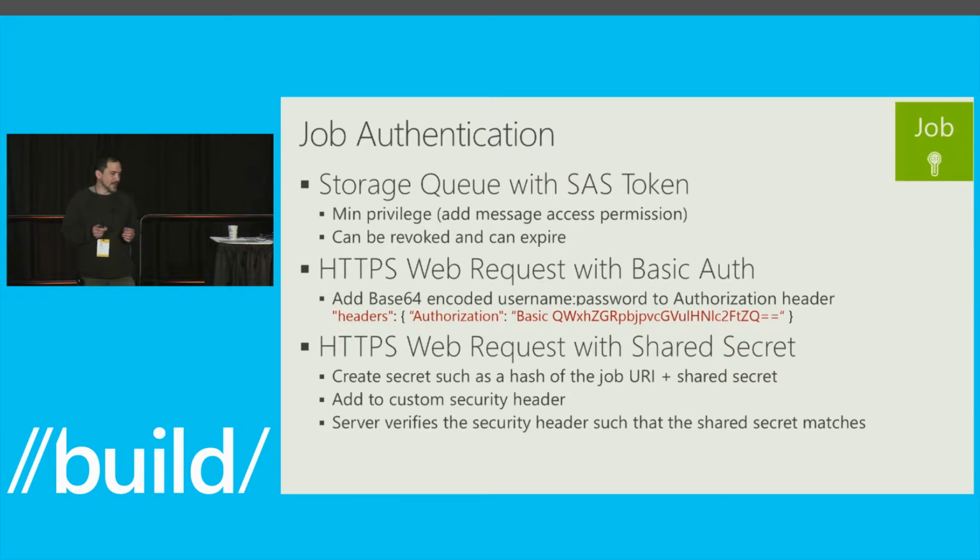Another model that some of our partners have used with web requests is to use a shared secret. So you can create a secret, such as a hash of the job URI and a shared secret that the backend knows about. You add that secret to a header that's in your job, and then when the backend gets it, it will interrogate that secret, break it apart and see that the shared secret's the same, and verify that that request came from the scheduler service itself that you've created on the front end.